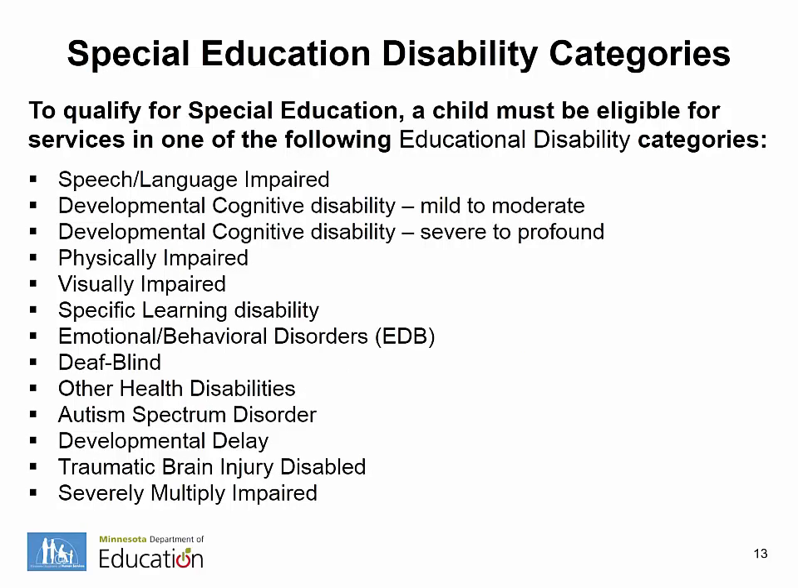To qualify for special education, a child must be eligible in one of these educational disability categories: speech or language impaired, developmental cognitive disability, mild to profound, physically impaired, visually impaired, specific learning disability, emotional or behavioral disorders, deaf, blind, other health disabilities, autism spectrum disorder, developmental delay, traumatic brain injury disabled, severely multiply impaired.